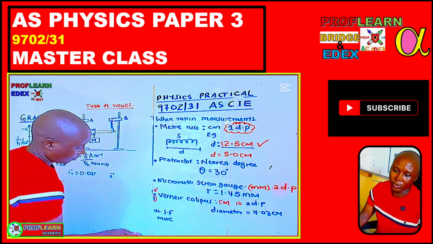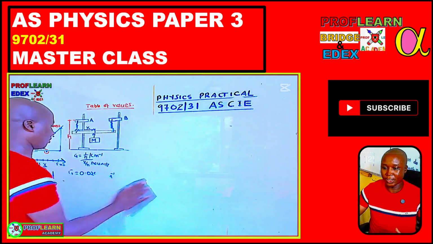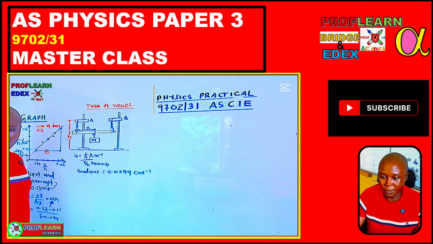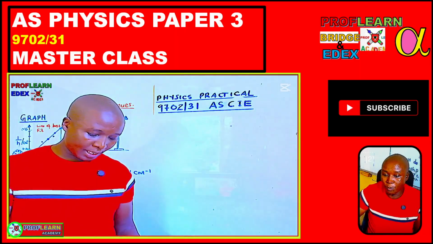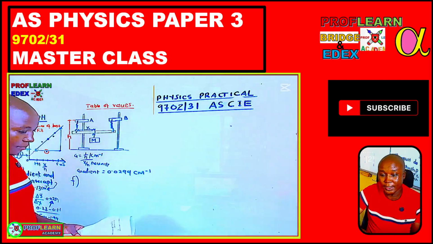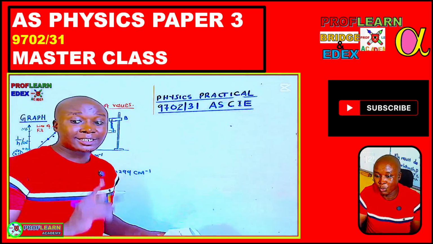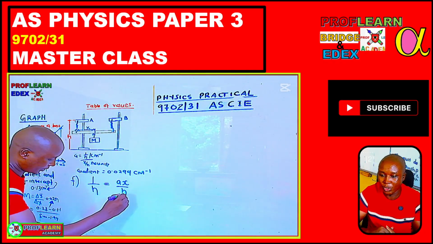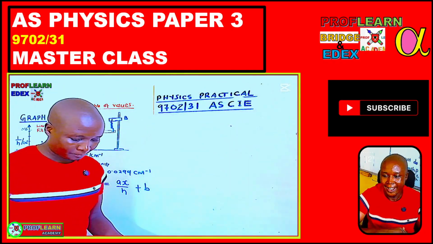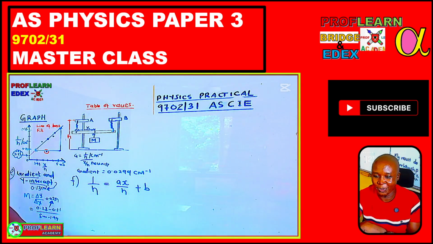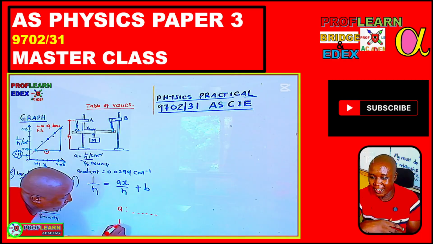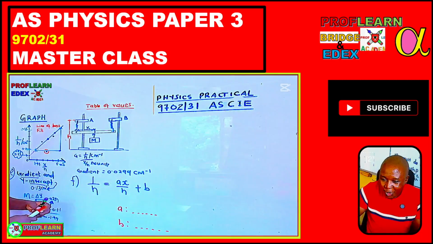I think space was not really enough. Mr. Nick decided to quickly clean the board so that we can have space to proceed to the next question. So you can see he is busy telling us question F. Probably question F in your exam will be this question. You are told there's a relationship like this, and then you are supposed to state the value of A and the value of B. So how are you going to answer that?